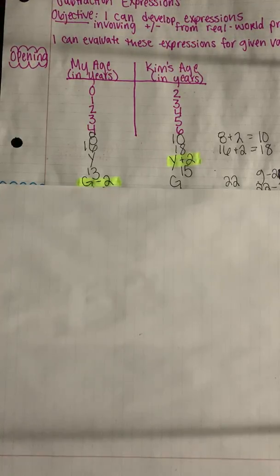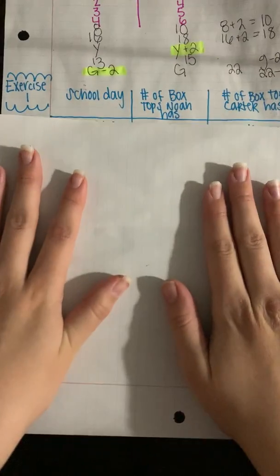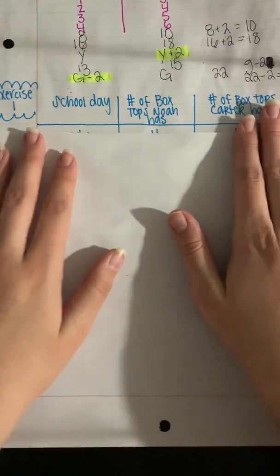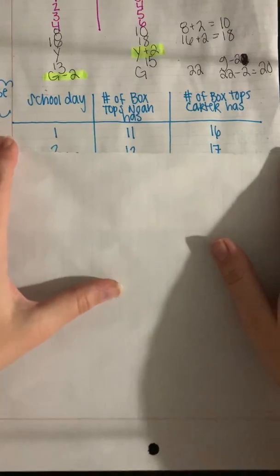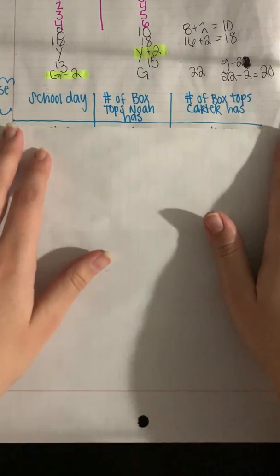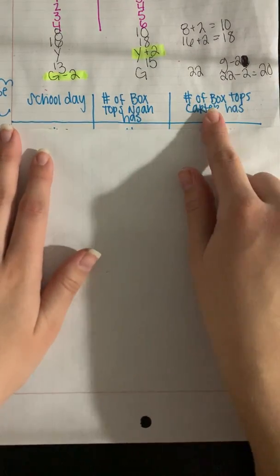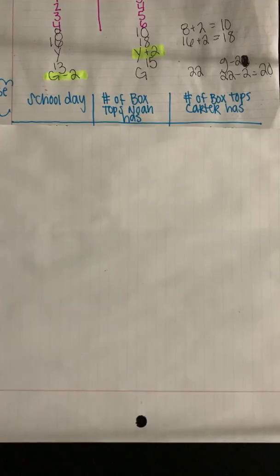Okay, so we're gonna move on to a different problem. We'll call this one exercise 1. And let's try a newer kind of problem that's not about birthdays. So let's all draw this table, and I'll explain it as we're going. So we have the school day, the number of box tops that Noah has, and then the number of box tops that Carter has. And let's go through this problem.